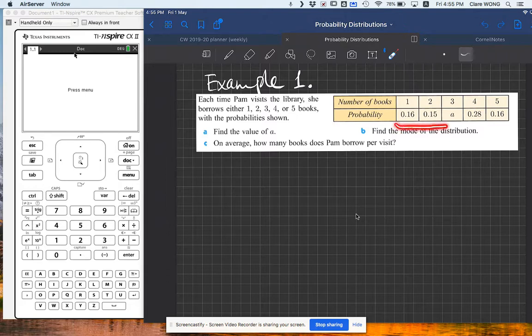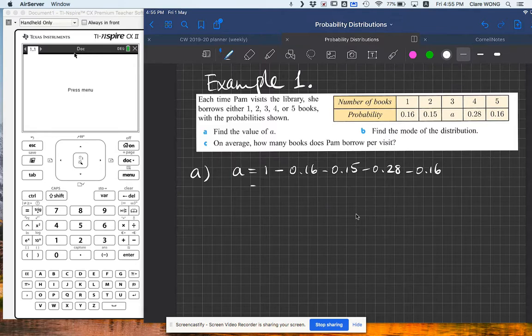Now, since we know that all these probabilities must add up to 1, we just need to use 1 to take away the rest to find out the value of A. So A must be equal to 1 take away 0.16, take away 0.15, take away 0.28, take away 0.16. So A is equal to 0.25.